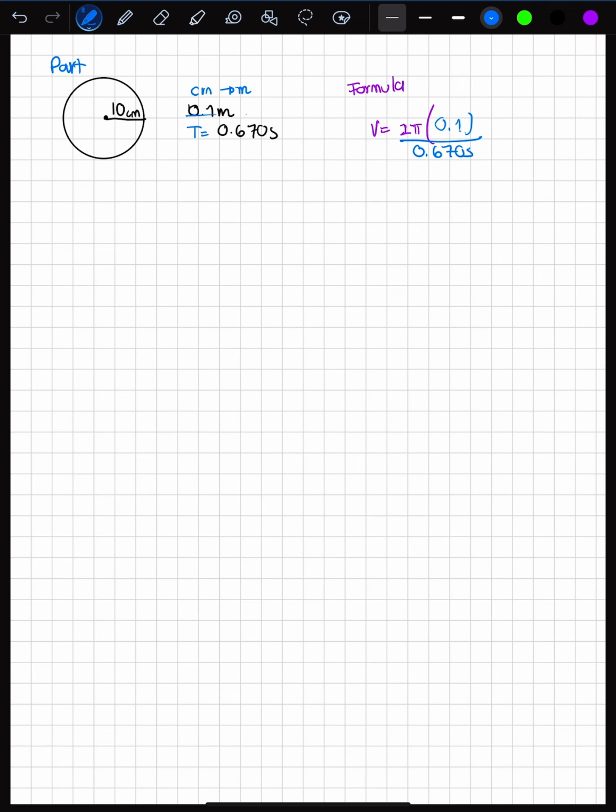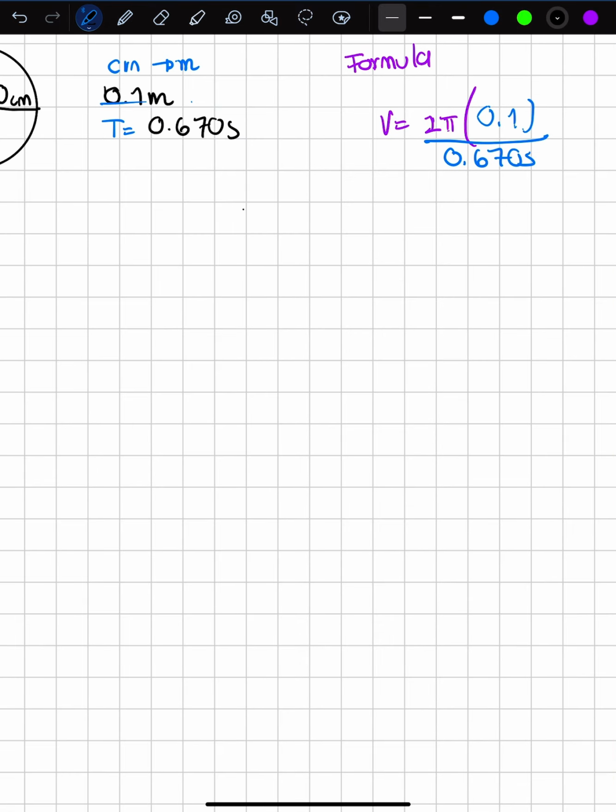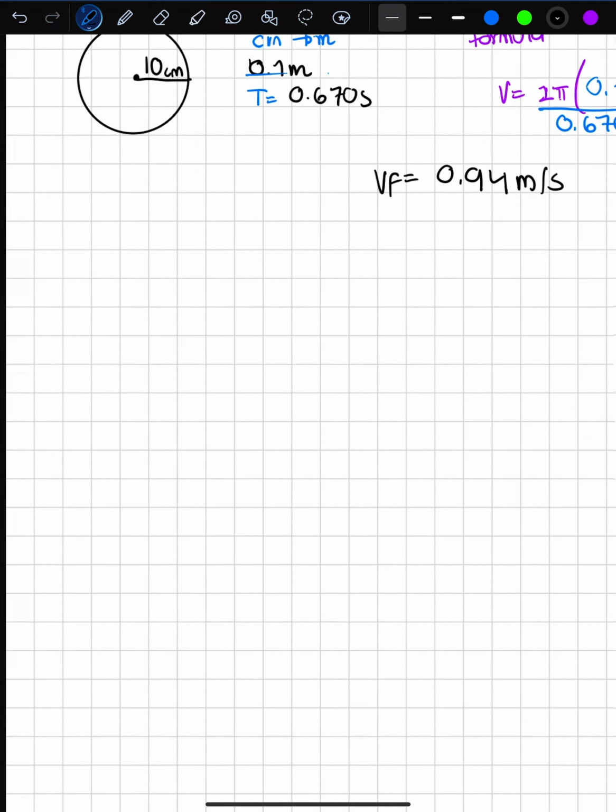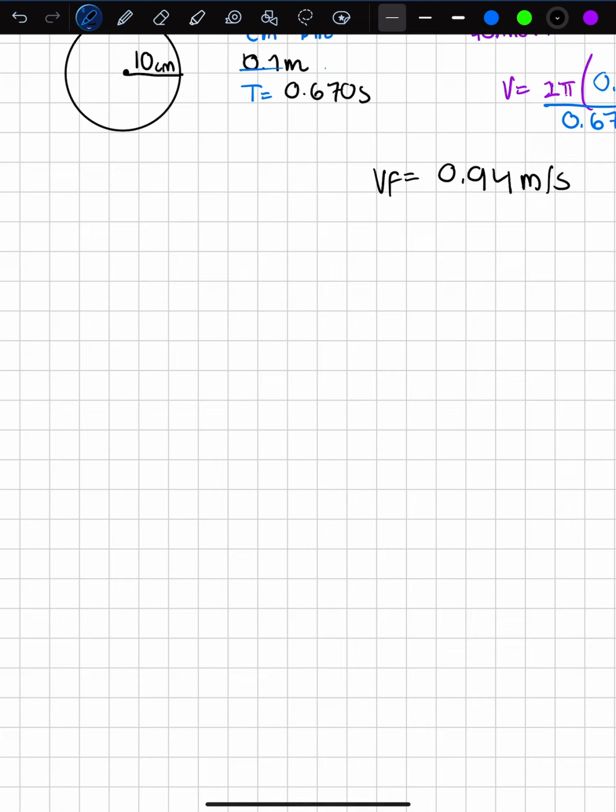So the speed of point P on the spinning wheel, when we plug that into our calculator, we get that this gives us 0.94 meters per second. And then now for part E, they're asking us to find the speed as well of point Q.